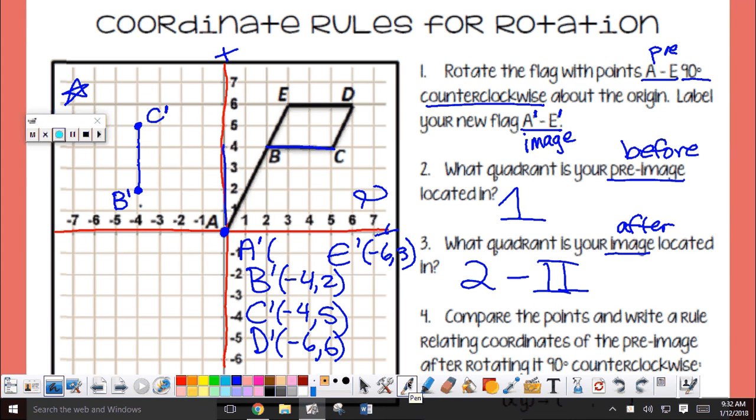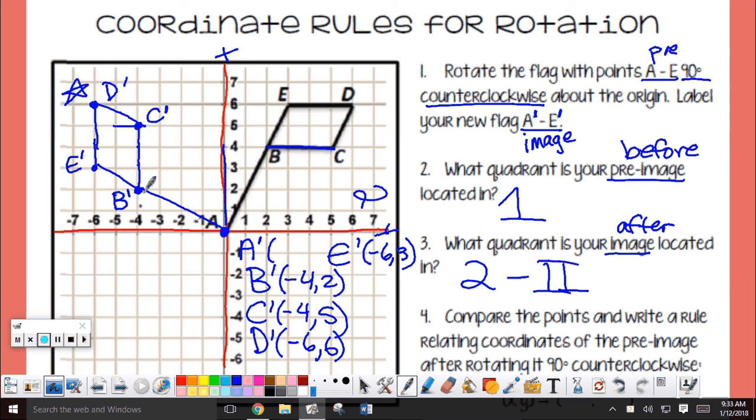Alright, then let's finish plotting these points. C prime, we already did C prime. D prime is going to be at -6, +6. I need to move this little box right here. -6, +6. That's D prime. And then last but not least, E prime is going to be at -6, +3. Okay, so now connect all of our lines. Oh, I put D prime at the wrong place, that's why. Sorry about that. D prime needs to go all the way up here. There we go. That looks much better. And there is our 90-degree turn counterclockwise.